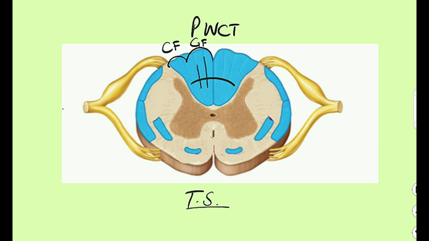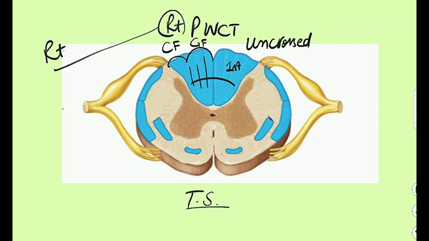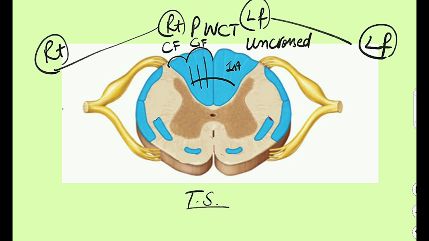In these bundles, we have got the first order neuron, and that neuron is uncrossed. This means that over the right side of the tract, we have got information coming from the right side of the body, and over the left side of the tract, we have got the information coming from left side of the body. This is the lateral white column and this is the anterior white column.